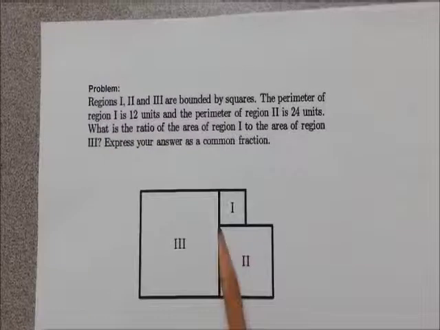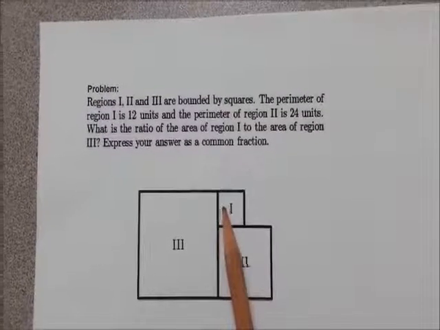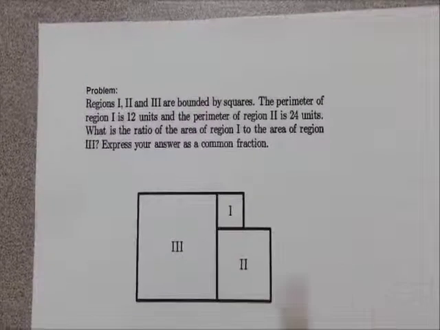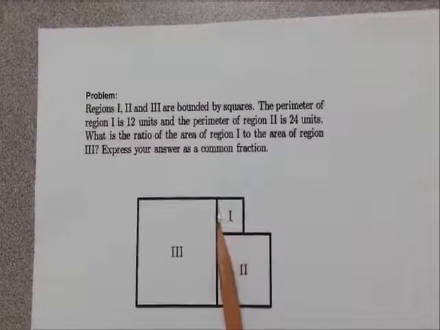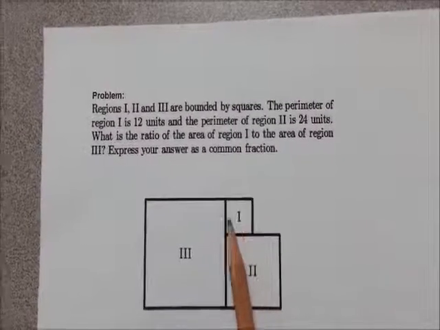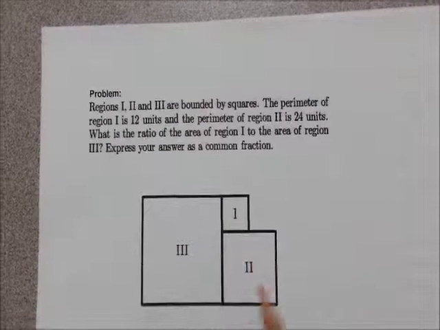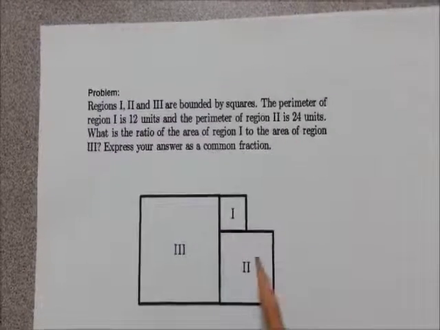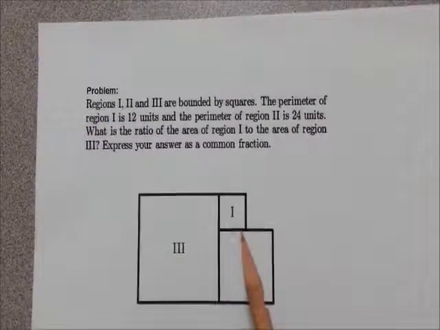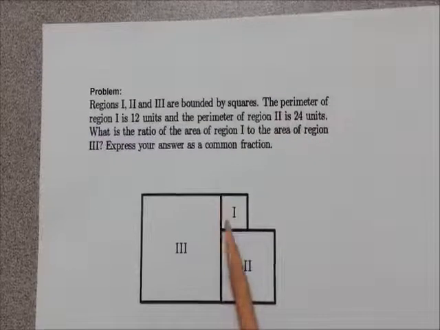So it's a square, and they told us the perimeter, and the perimeter is counting around it. So we need to divide by 4 because there's 4 sides to find the length of one side. So 12 divided by 4 is 3. So one side is 3. And we also have to do that to region 2 because one length from each of them is equal to one length of region 3.